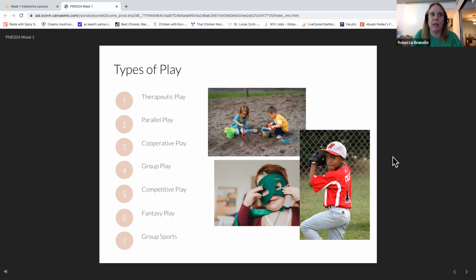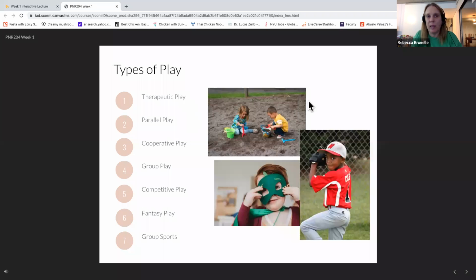So these are the different types of play. We're going to talk about them briefly. Therapeutic play would be something you do for a specific purpose, like in a hospital with a therapist, with a doll or art therapy. Parallel play is like this here, 2 kids playing next to each other, but not really playing with each other. Cooperative play is like a board game, they're working together for a common goal. Group play is playing in a group. Competitive play is something like competitive sports. And then fantasy play is fantasizing, make believe, and then group sports.